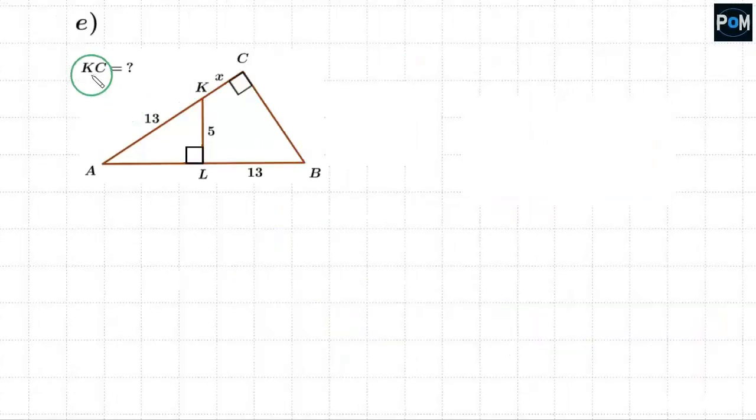In example E, I need to calculate the length of segment KC. This is the segment. I will denote it with x. This is my goal. In this picture, we can find two triangles. There is a smaller blue triangle, triangle AKL.